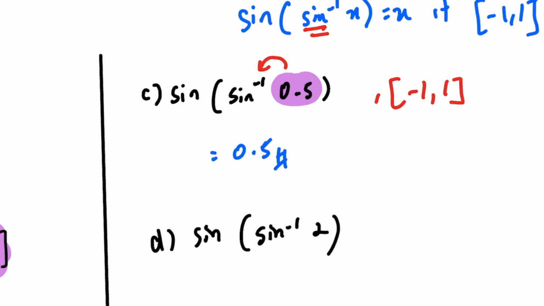And the last example for this one is sine composed with inverse sine of 2. Okay, be careful with 2 here because we know that our domain must be within negative 1 and 1. 2 is definitely above, so we cannot solve this. Just write it as undefined.